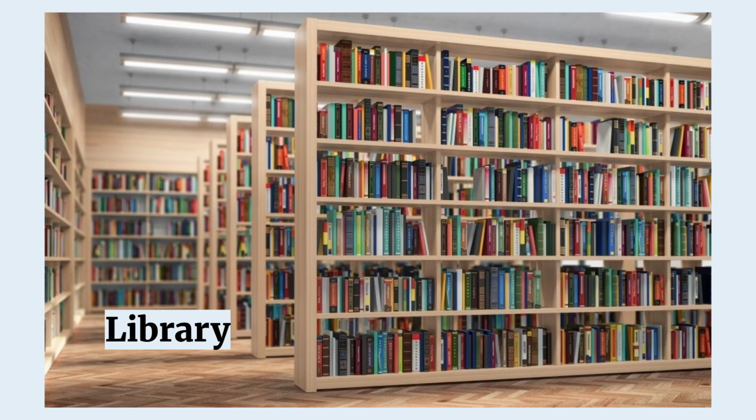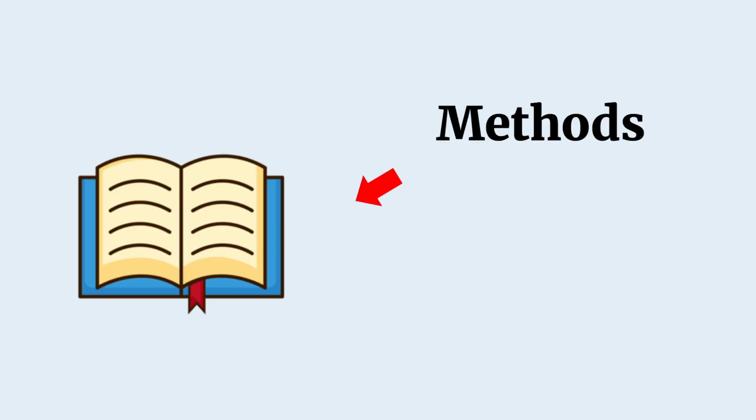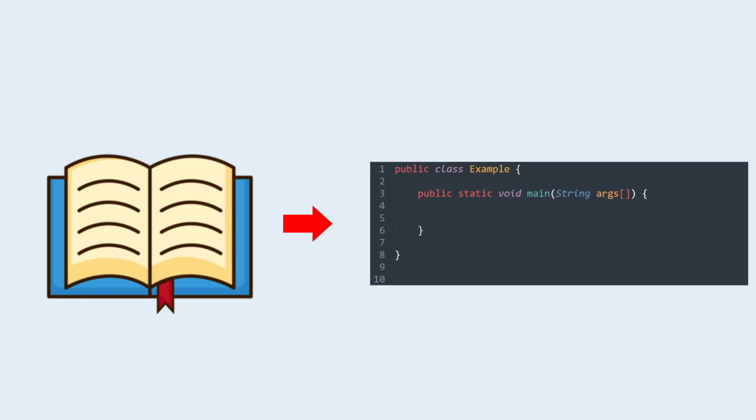Think of a library as a physical library. This library is full of rows of bookshelves, each called a package. In each of these bookshelves, there are books. Each book is a class, and inside each class, there are methods. These methods are essentially pre-written pieces of code that you can use in your own.